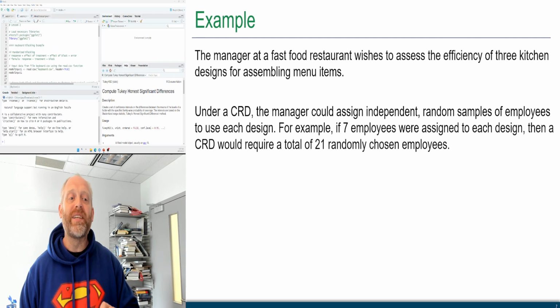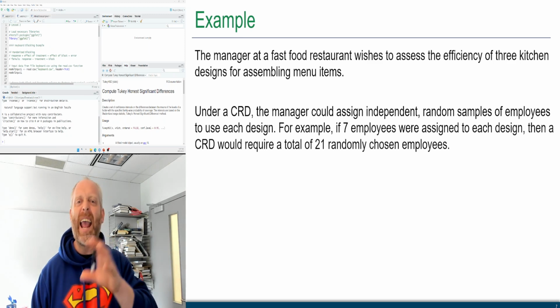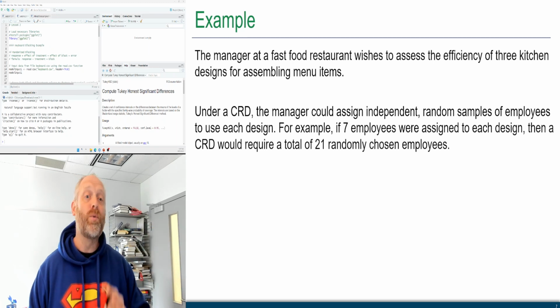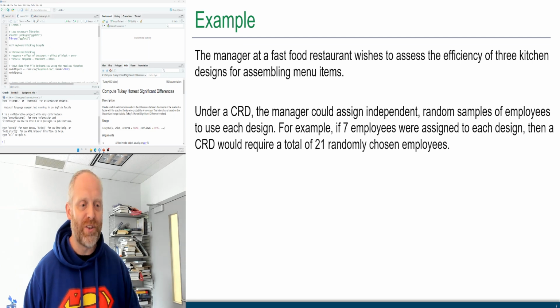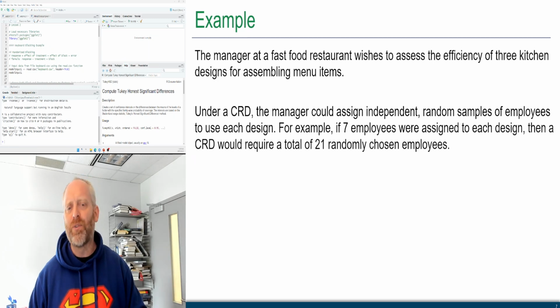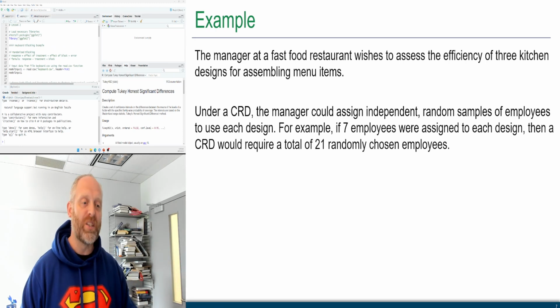So if we were using a completely randomized design, a manager could assign independent random samples of employees to each design. So for example, if there's 3 different designs, we are going to select from our pool 7 employees to do each one of the designs. So we'll say we have design A, B, and C. We'll have 7 for A, 7 for B, and 7 for C. So in total, there will be 21 experimental units. And then, of course, each one will go through and we will be able to get an average for each one of the kitchen designs. And then we can see at the end of the day which one is better.